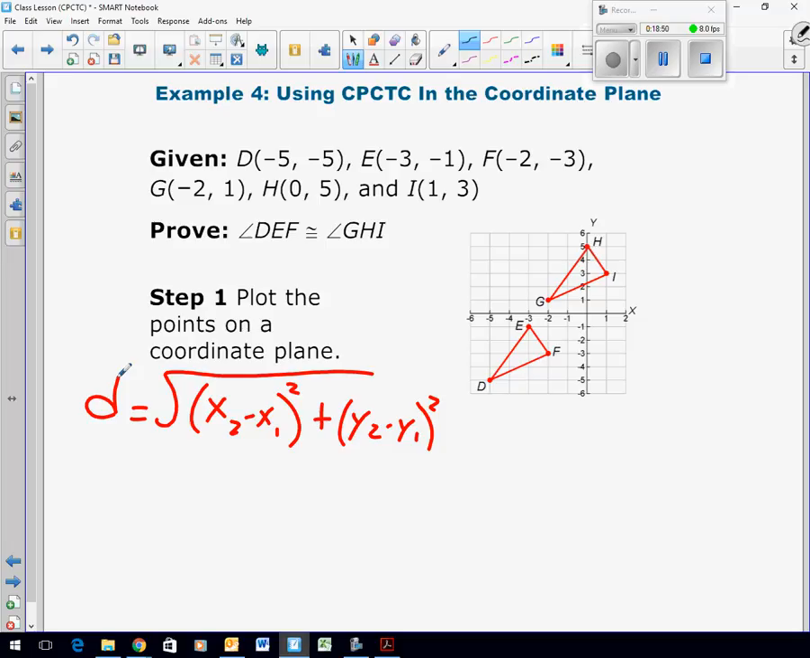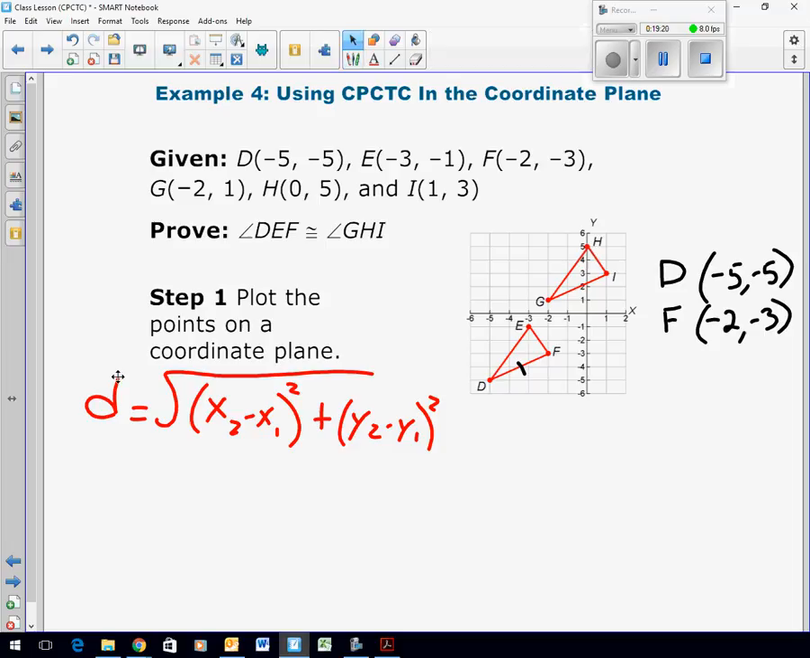Let's do it easy. Let's do D to F. Okay? How far is it from D to F? Well, math will work. We got to do some math, right? Here's how we do it. The coordinates for D are -5, -5. The coordinates for F are -2, -3. Mr. Hobbs, there's negatives in there. Yes, I'm aware. I'll teach you that.